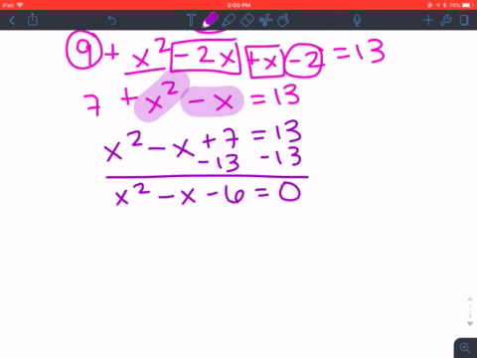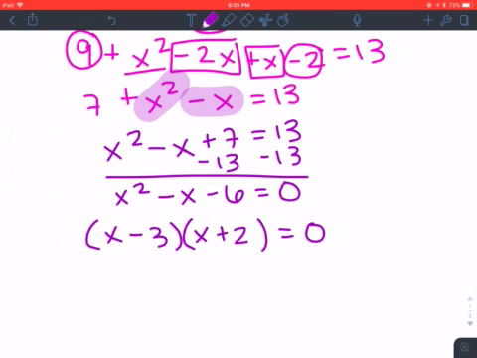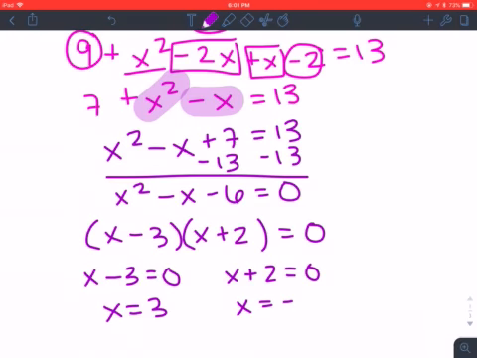At this point, you can use quadratic formula, which would be a longer way to solve this, but you can also factor. Factoring will be our quickest method. So when I factor this and set it equal to 0, you get x minus 3, x plus 2. Two things multiplying to give me 0. I can set each of them individually equal to 0. So I solve, and x equals 3. And I get x equals negative 2.